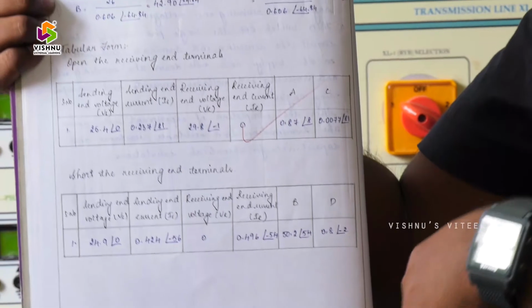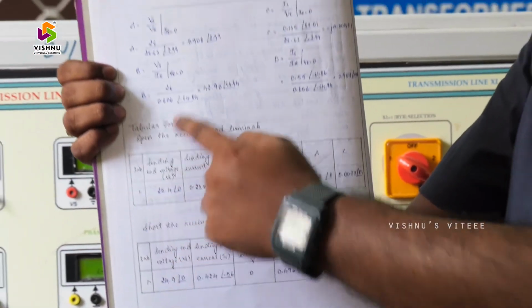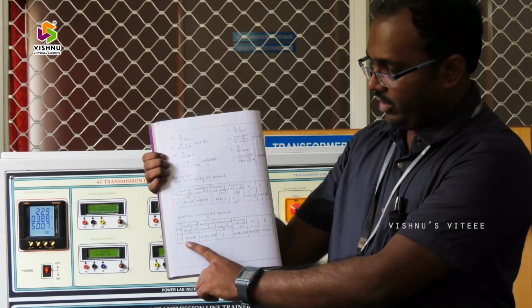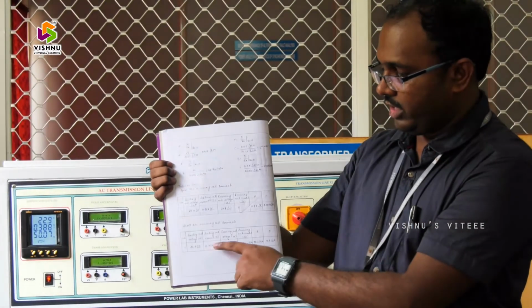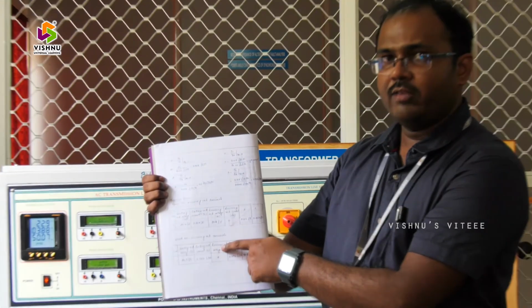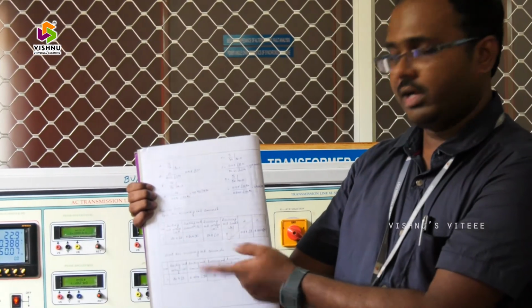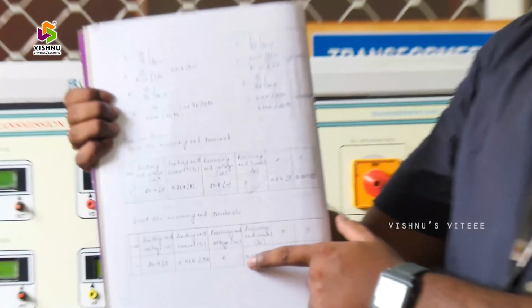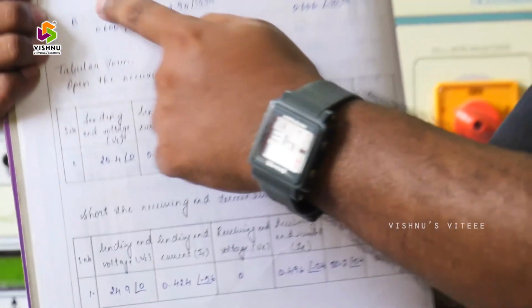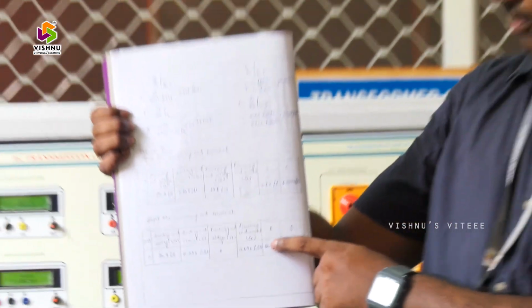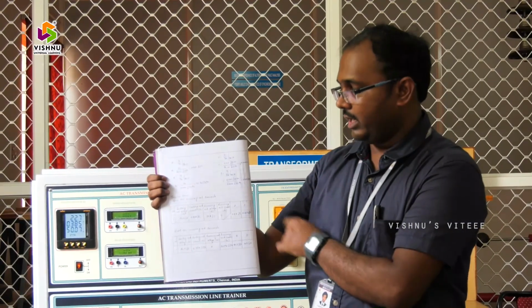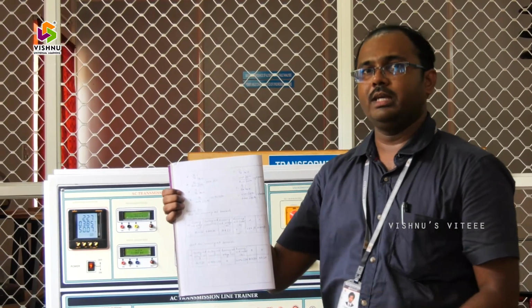Again if you short circuit the receiving end terminals then you will get the B and D parameters. Okay. So in our short circuit test we noted down values like 24.9 as the sending end voltage, 0.42 as the sending end current, and 0 as the receiving end voltage since it is short circuited. The receiving end current is 0.496. If you substitute all these 4 values into these 4 formulas then you will get the values of B and D like this. Okay. So these are the theoretical and practical verification of the A, B, C and D parameters.